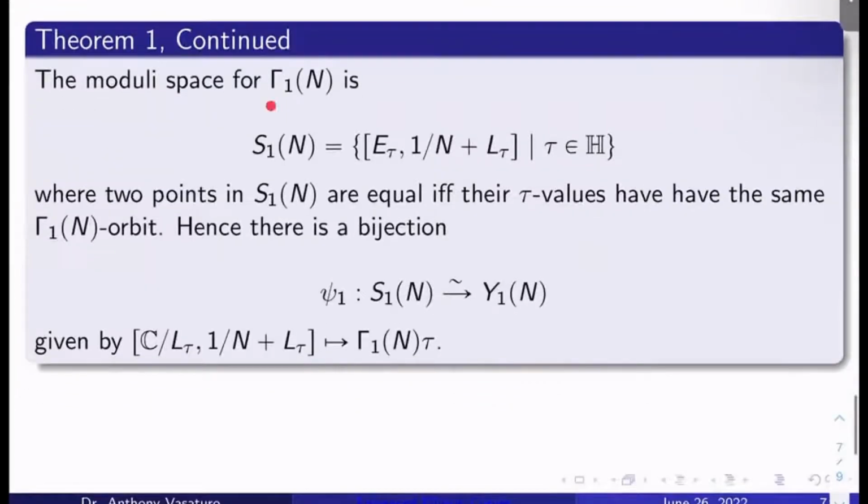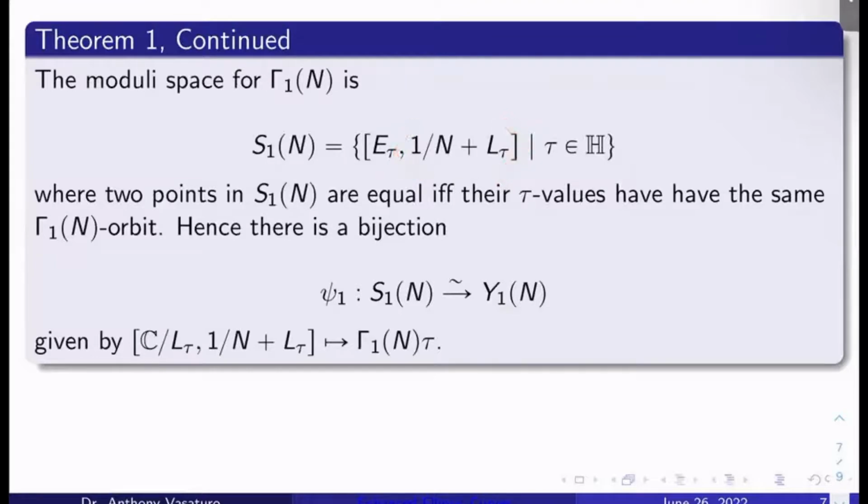The moduli space for gamma 1 of n is S1 of n. Okay, what is that ordinarily? That's the set of all enhanced elliptic curves for gamma 1 of n, mod equivalence. It turns out you can boil that down to the following set. It's the set of all equivalence classes (E sub tau, 1 over n plus L sub tau). So it's almost the same as the moduli space for gamma 0 of n. There's just no bracket here.